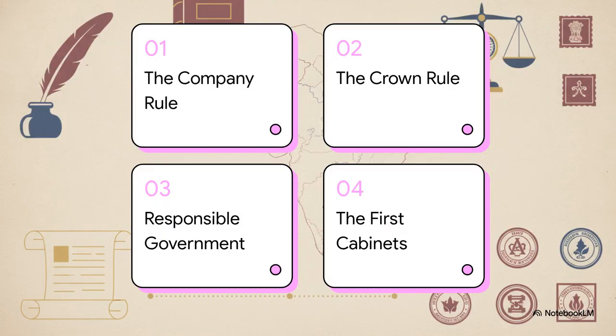So, here's our agenda. We have 4 distinct eras to cover. 1. The company rule. 2. The crown assumes control. 3. Towards responsible government. And 4. The first cabinets. Let's get started.